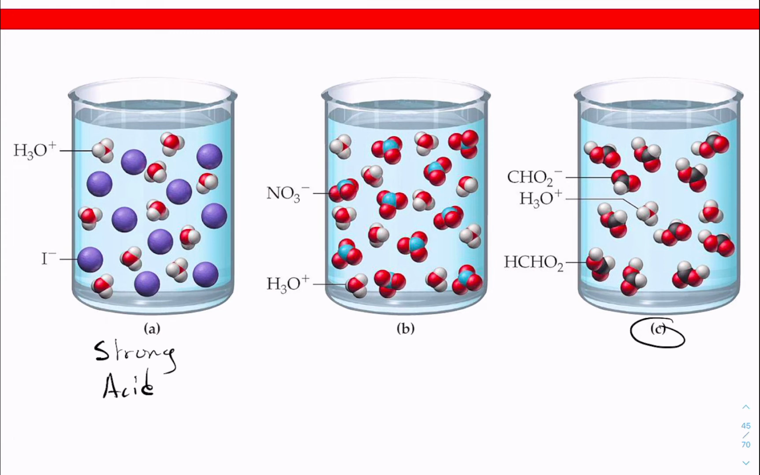So this is a strong acid. Then we can move to the middle one, where we've got nitrate and hydronium. Again, hydronium is the red sphere with three white ones, and nitrate is the blue sphere with three red ones. If we wanted to find nitric acid in solution, we'd be looking for a blue sphere with three red ones and a white one. There aren't any here in the solution. So is it a strong acid or a weak acid? It's completely ionized. It's a strong acid.